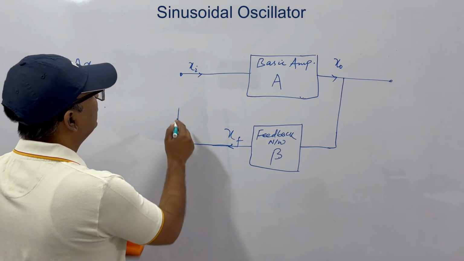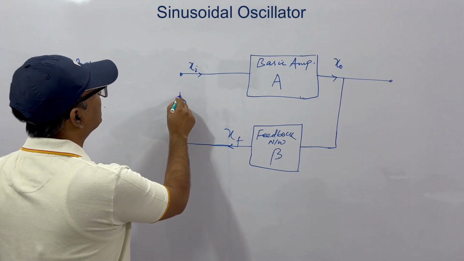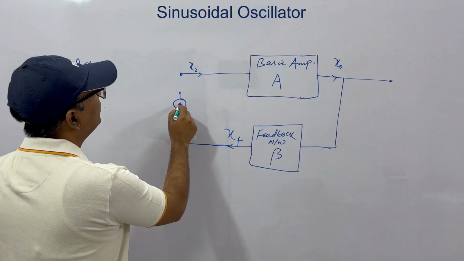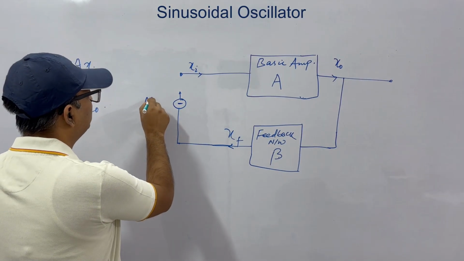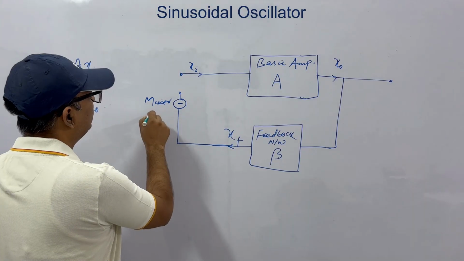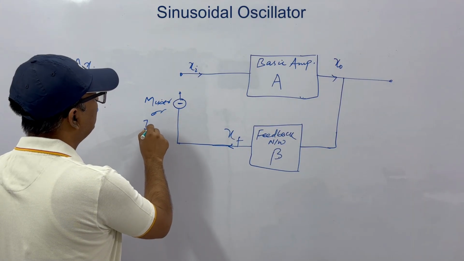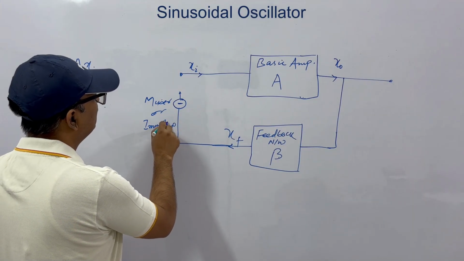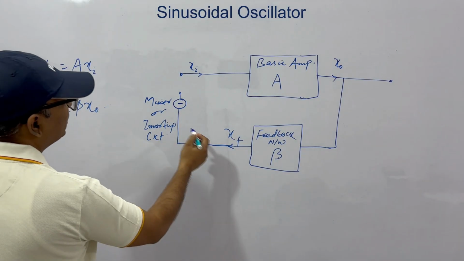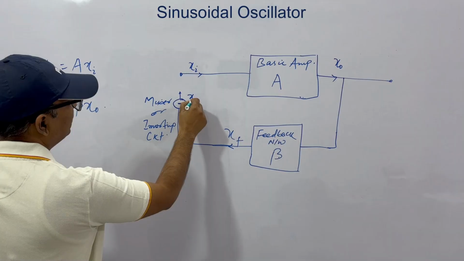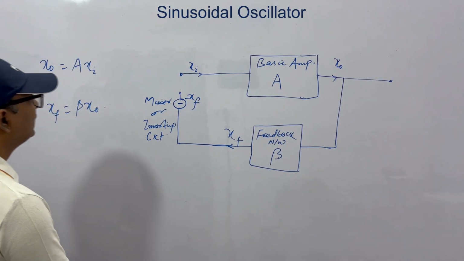Let's say here we have a mixer which is basically an inverter. It's a mixer or you can call it an inverting circuit. Okay. So what is the output of this? If this is XF, you will have minus XF at this point.